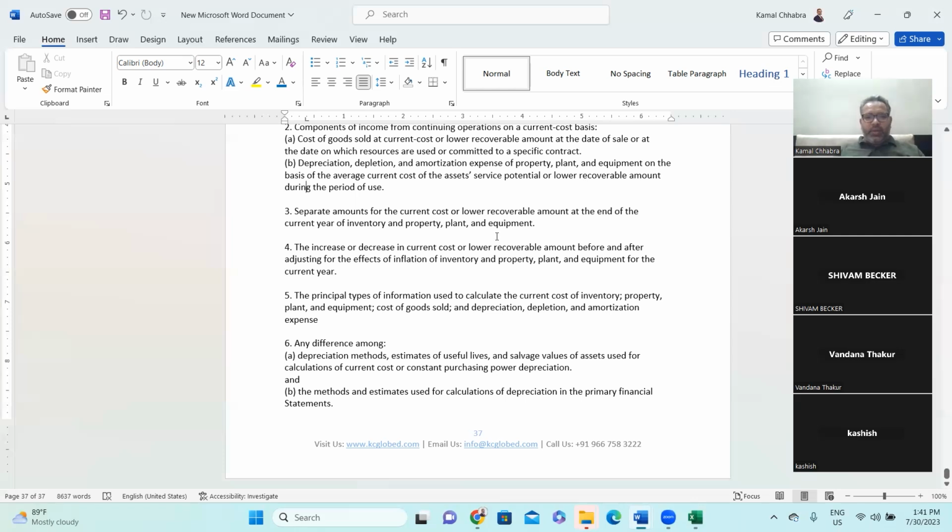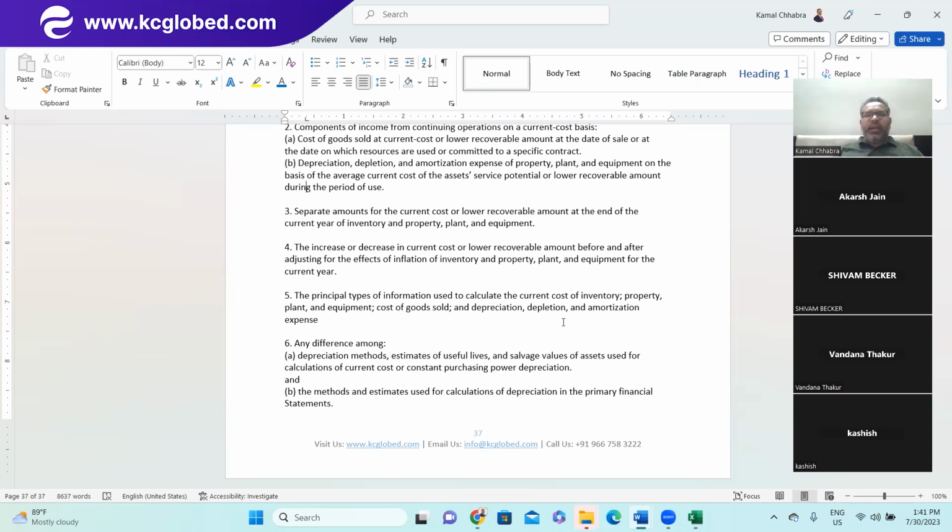For this, increase or decrease in the current cost or lower recoverable amount before or after the adjustment for the effect of inflation on inventory or property, plant and equipment. Then fifth one is the principal type of the information used to calculate the current cost of inventory, property, plant and equipment, cost of goods sold, depreciation. So the basis at which you have calculated the current value, or basis if you are taking general price index. So that general price index from where you have taken general purchasing power index, so that you need to disclose.